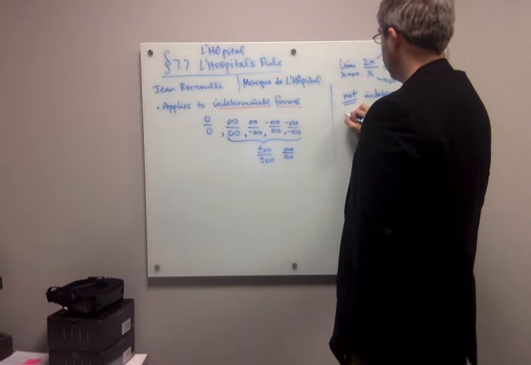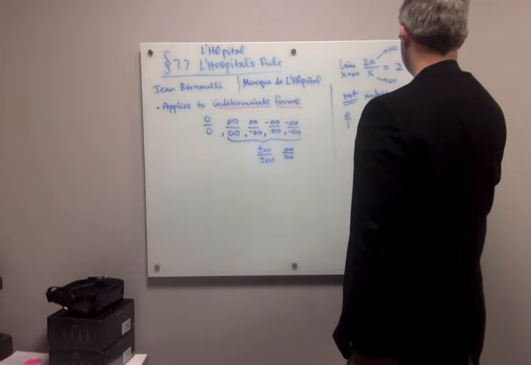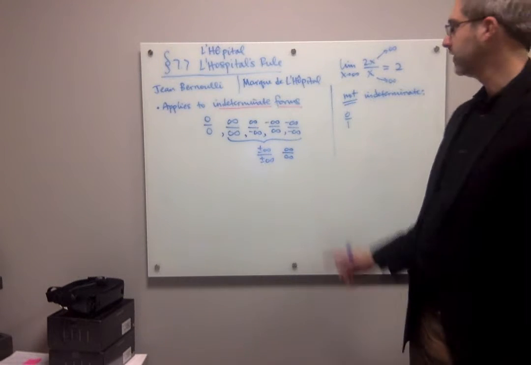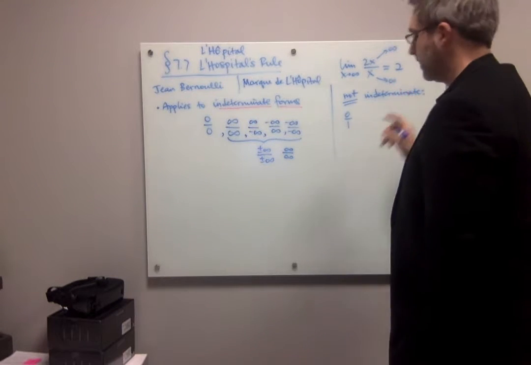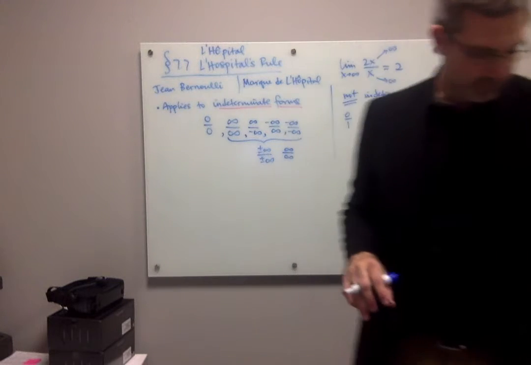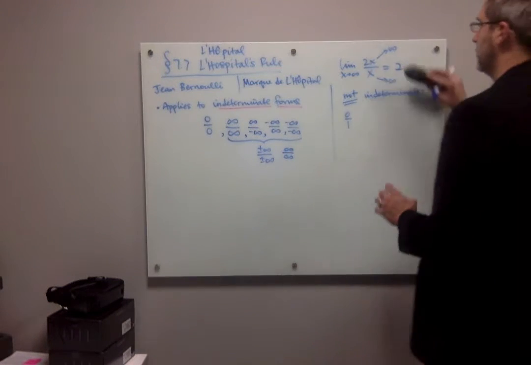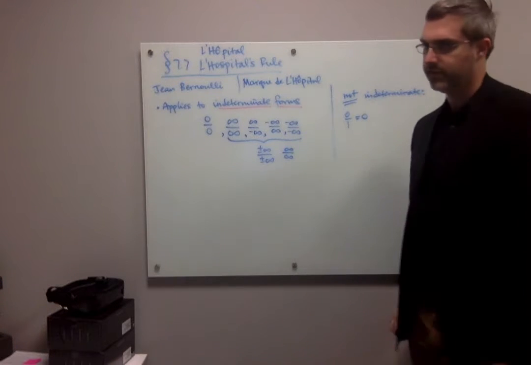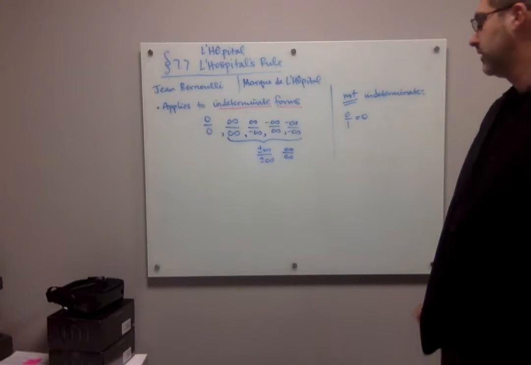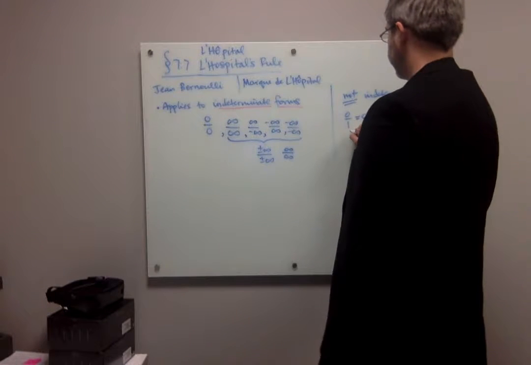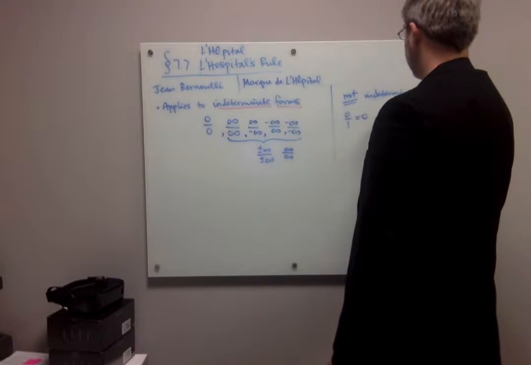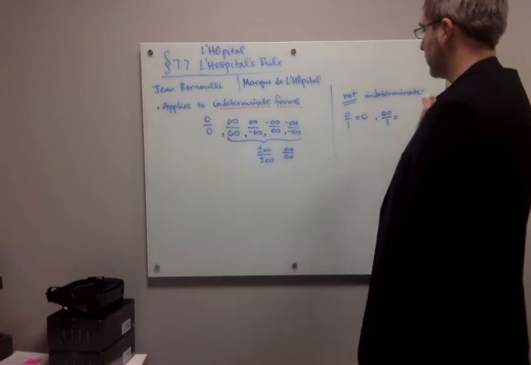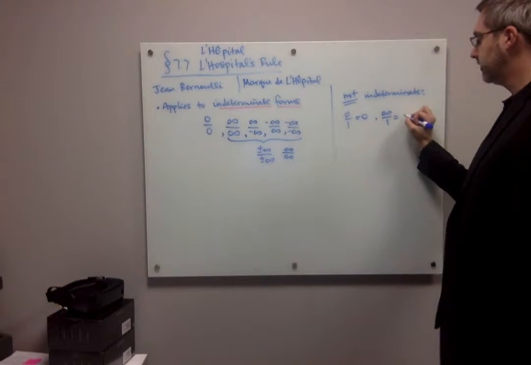Okay, 0 over 1. What is that? If I have a function and the top goes to 0 and the bottom goes to 1, what is the limit? That is 0. Okay, there's no ambiguity there. It's very clearly 0. Let's do another one. Infinity over 1. Top is infinite and the bottom's 1. That's going to go to infinity.